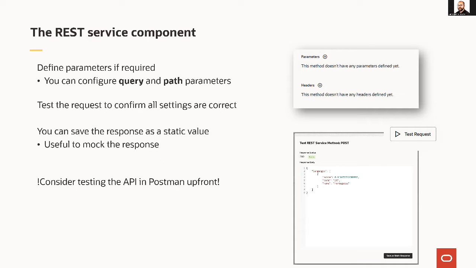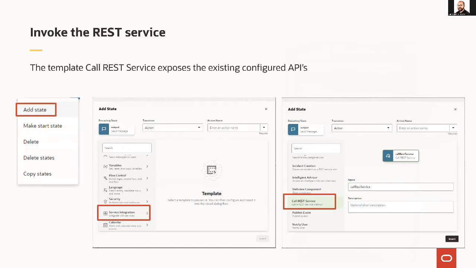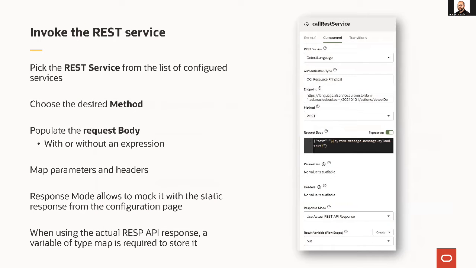Now, as I mentioned, this is step number one: configure all the REST APIs you want in the API service settings. After which, within the dialog flow, when you're adding a state within the service integration, you have the call REST service template. This is the template that will expose all of these pre-configured APIs. And what you can see here on the right side is the palette for that particular state. The first thing you'll do, and I'll also show this, is choose the REST service you want to call. This state allows for a single REST call.